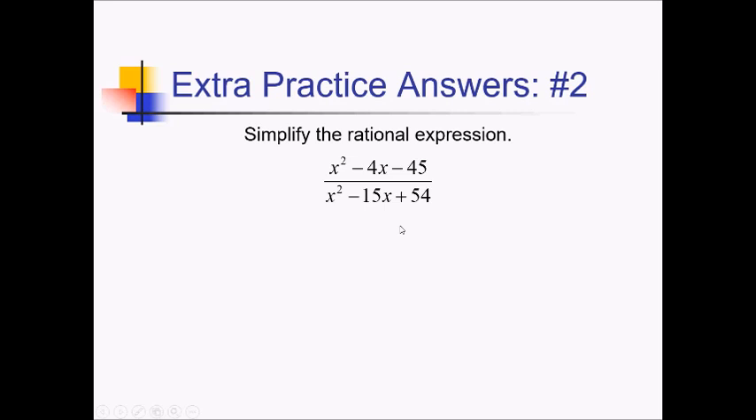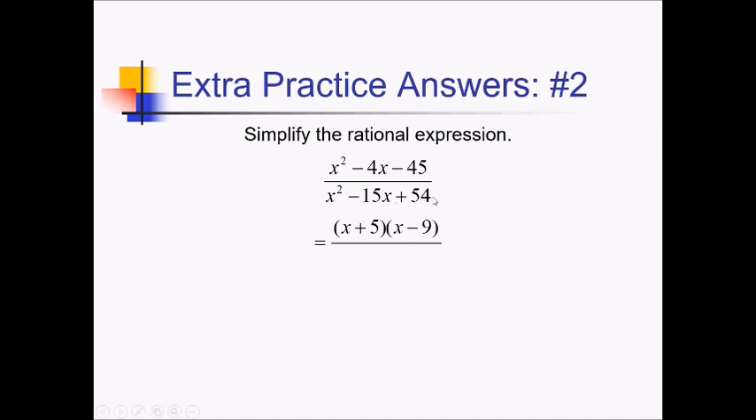To simplify this expression, let me make sure there's no common factors, and let me start that by actually factoring to see what the factors are. In the numerator, I need factors of negative 45 that add up to negative 4. 1 and 45 doesn't work, 3 and 15 is no good, 5 and 9 would work if I had positive 5 and negative 9. So x plus 5, x minus 9. All right, 1 down, 1 to go.